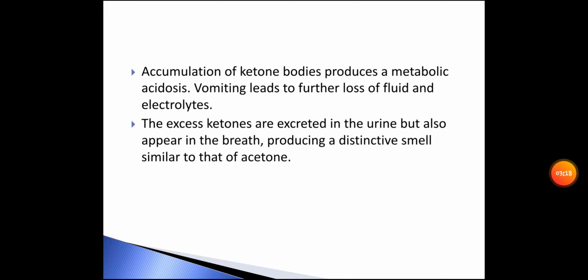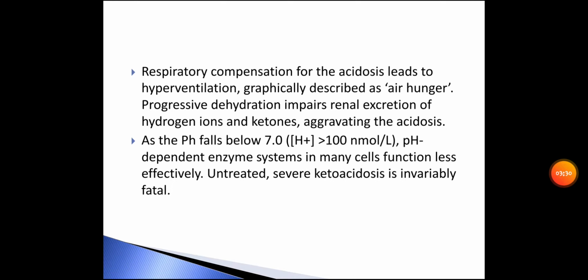Accumulation of ketone bodies produces a metabolic acidosis. Vomiting leads to further loss of fluid and electrolytes. The excess ketones are excreted in the urine but also appear in the breath, producing a distinctive smell similar to that of acetone. Respiratory compensation for the acidosis leads to hyperventilation, graphically described as air hunger.